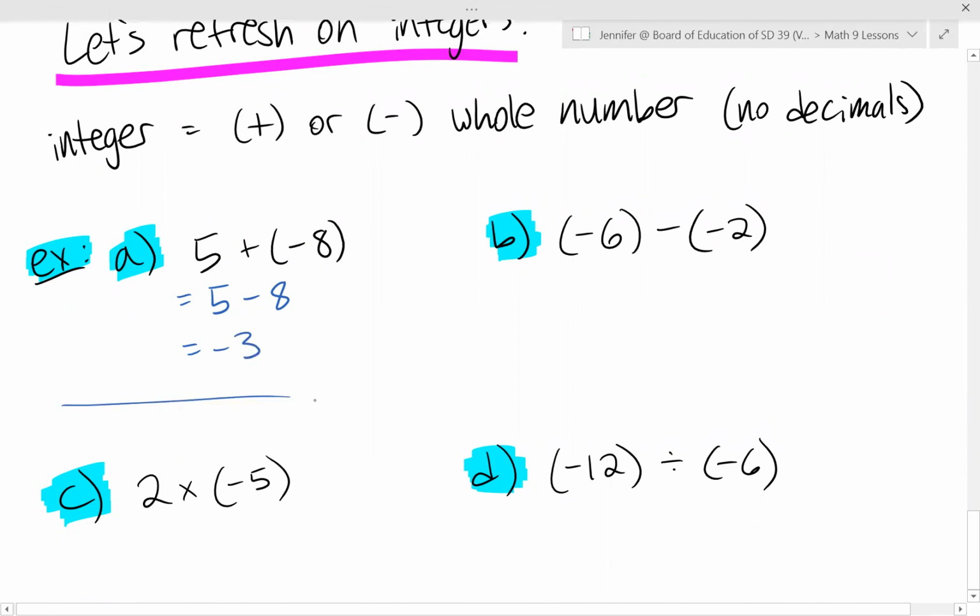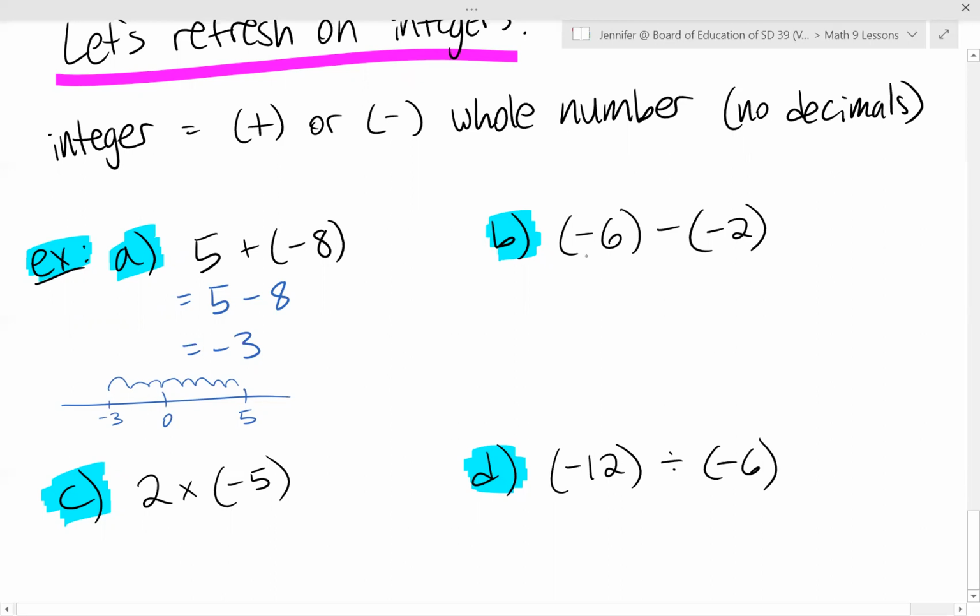And you can always look at this on a number line. If this is 0, this is +5. And then we're going to subtract 8 from it. So we'd go 1, 2, 3, 4, 5, 6, 7, 8. And that would have us at -3.